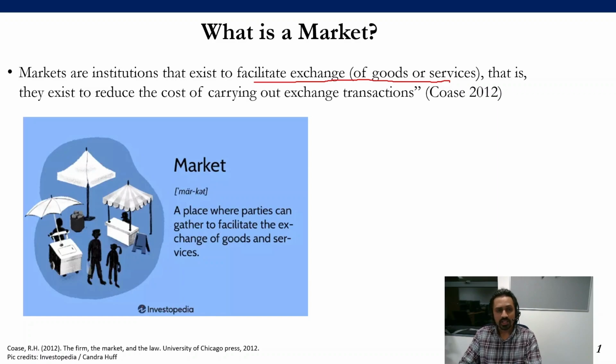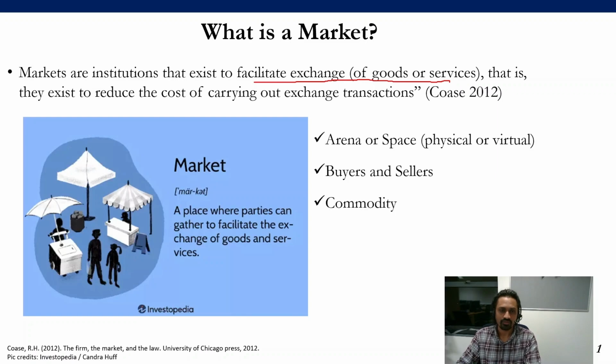There are three important features of a market that we must be aware of. These are the arena or space. This can either be physical or a virtual marketplace. For instance, in terms of physical, grocery stores and supermarket stores that we have been in our day-to-day lives. In terms of virtual marketplace, Amazon is one of the very popular marketplaces all over the world. And this is very important because this is the space in which the exchange happens.